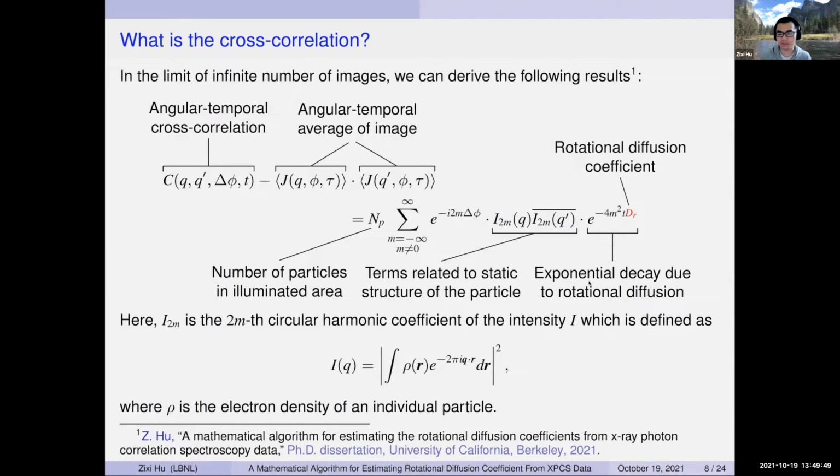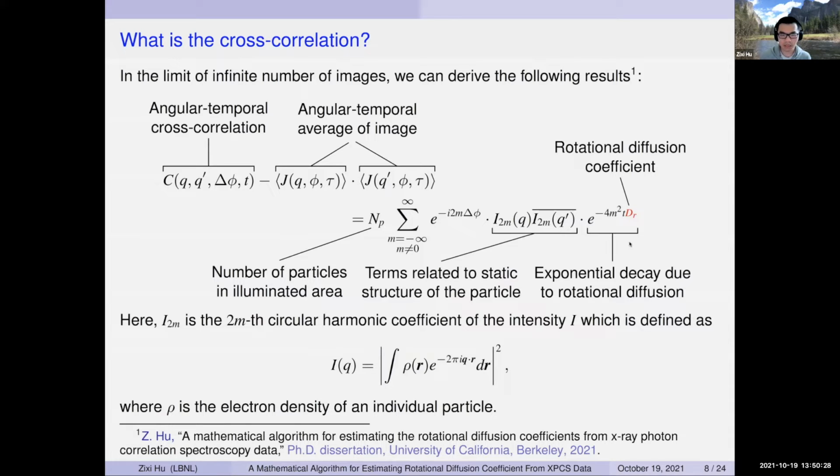And then this is the last term, the exponential decay resulting from the rotational diffusion. And this is the desired rotational diffusion coefficient, Dr. For more details of the derivation of this result, please see this paper. Intuitively, since the cross-correlation correlates different scattering vectors, the interparticle contribution vanishes. So each particle will contribute to the cross-correlation individually, which explains why the coefficient here is NP instead of the square of it. The exposure of circular harmonic coefficients is from the rotation of the particles. The diffusion leads to the last exponentially decaying term.